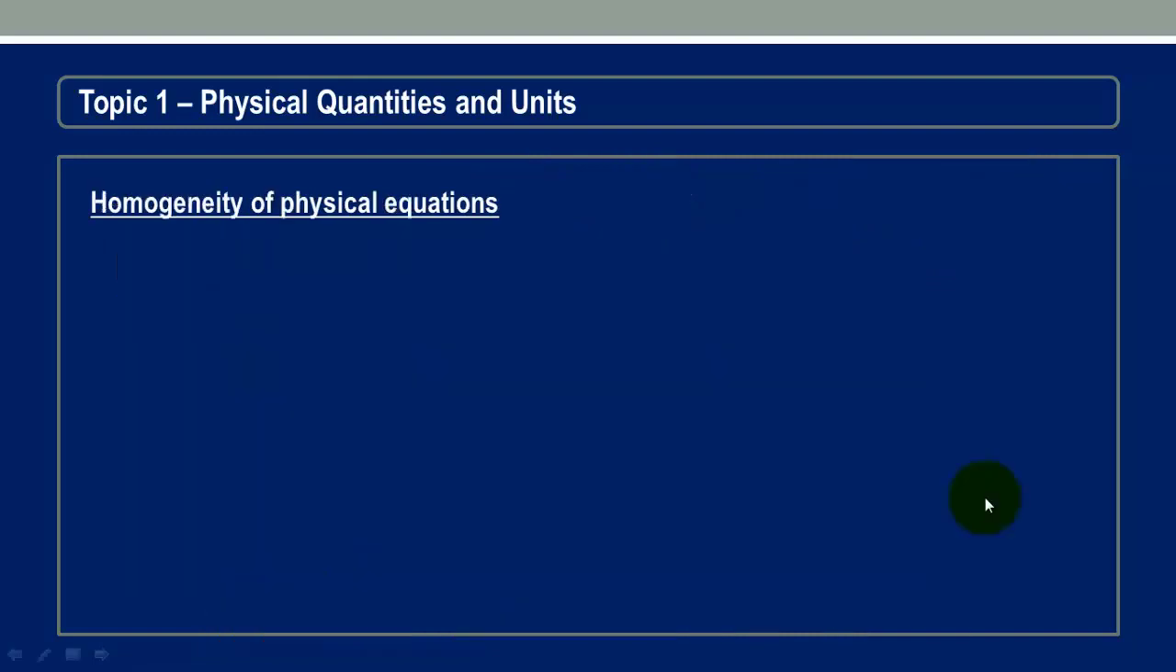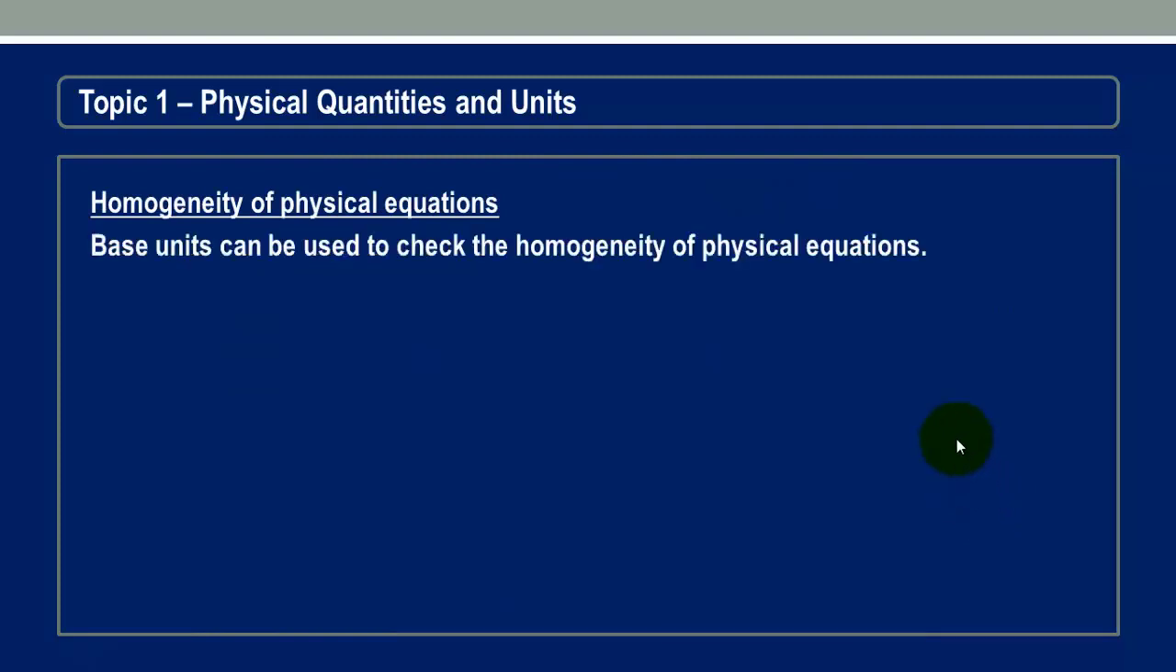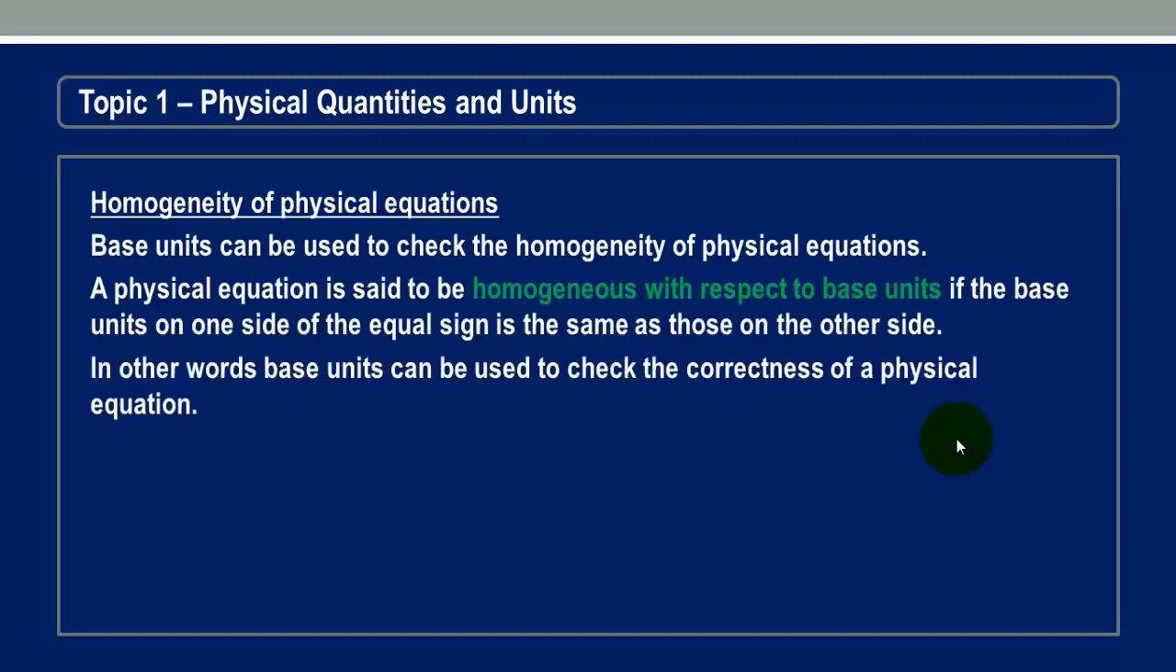Now let's look at a new term referred to as homogeneity of physical equations. Base units can be used to check the homogeneity of physical equations. A physical equation is said to be homogeneous with respect to base units if the base units on one side of the equal sign are the same as those on the other side. In other words, base units can be used to check the correctness of a physical equation.